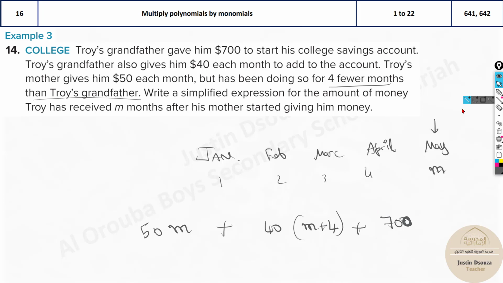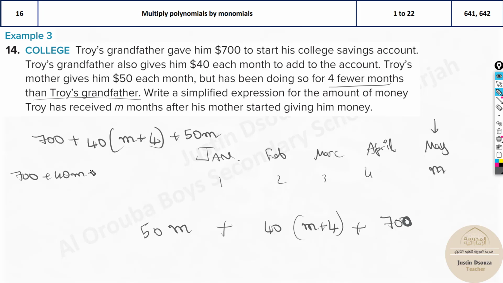Now, this is the equation. I hope you understand the equation. I'll write it over here again. First thing is the constant amount of money once only his grandfather gave. That's 700. Plus, his grandfather gives 40 every month. But he started 4 months before his mother. So 40 times M plus 4, plus 50M. That is what his mom gives. Now, we will solve it.